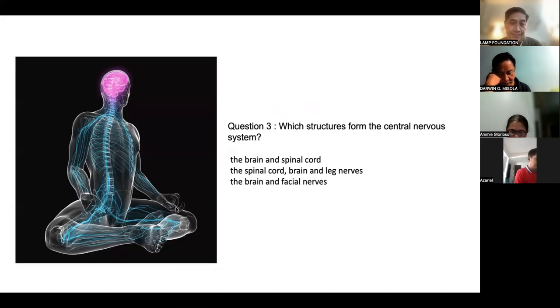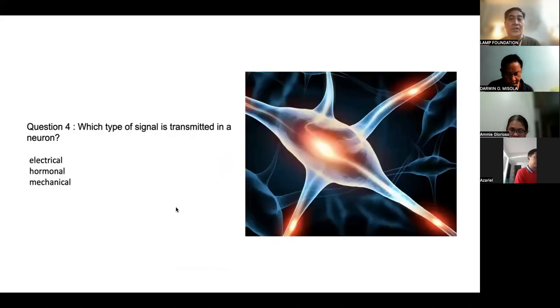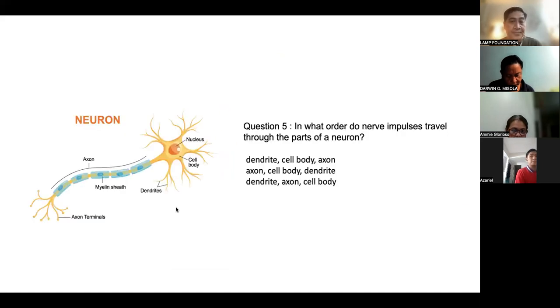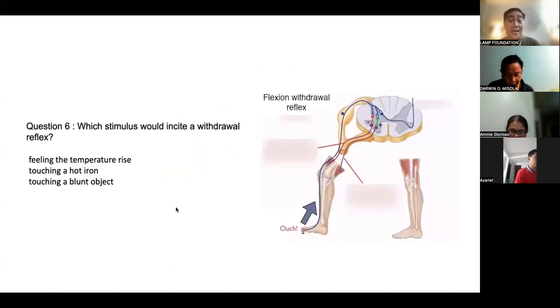It comprises the brain and the spinal cord. Which type of signal is transmitted in a neuron? Electrical. In what order do nerve impulses travel through the parts of a neuron? Dendrite, cell body, and axon. Axon. Which stimulus would incite a withdrawal reflex?